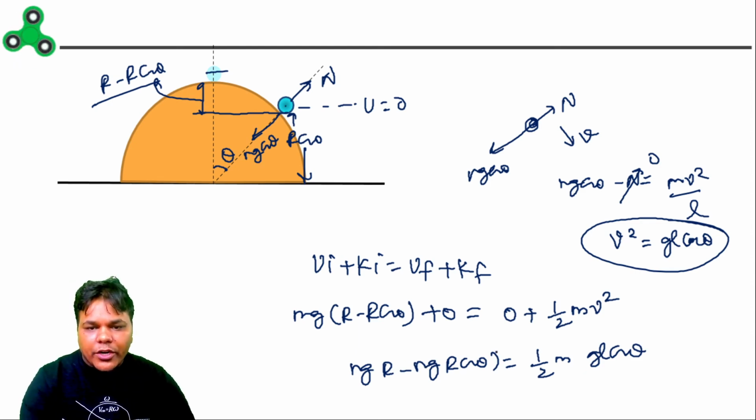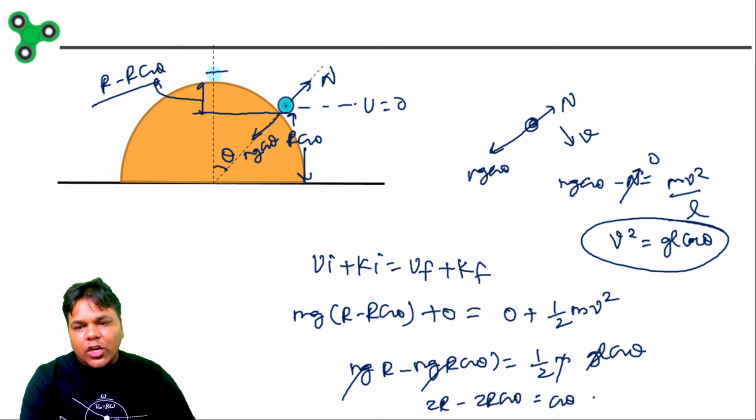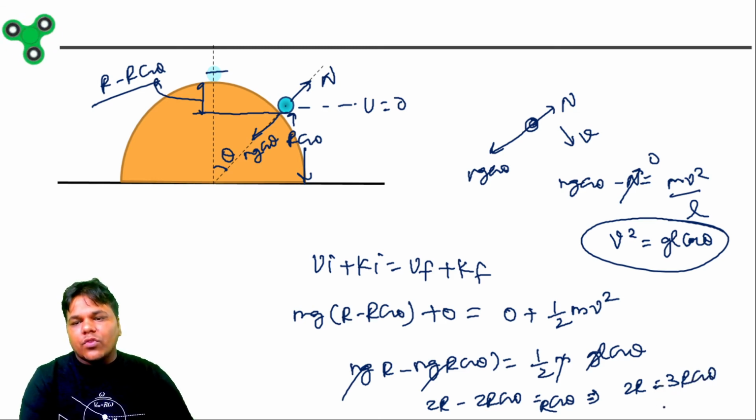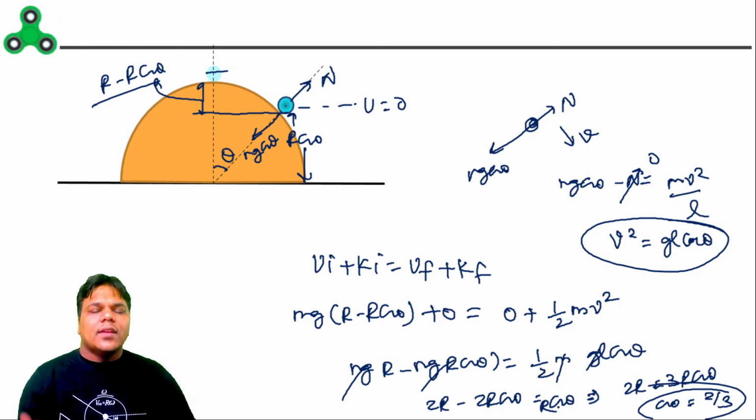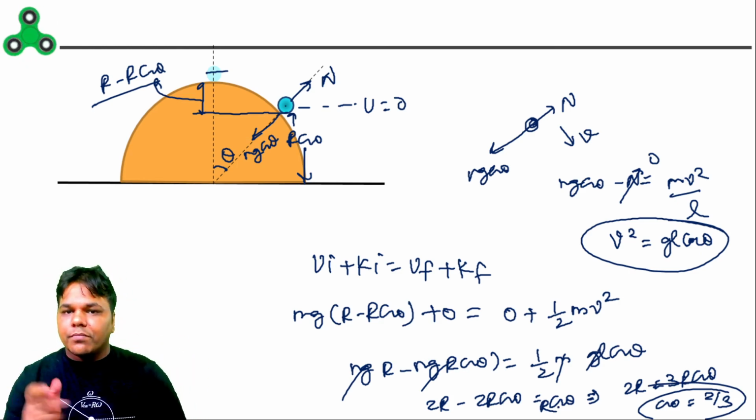Now I'm going to cancel mg. It will be 2r minus 2r cos theta is equal to r cos theta, or what I'm going to do, 2r is equal to 3r cos theta. That means cos theta is equal to 2 by 3. That is your final answer. Now regarding height, you can calculate r minus r cos theta. What's the point, guys?